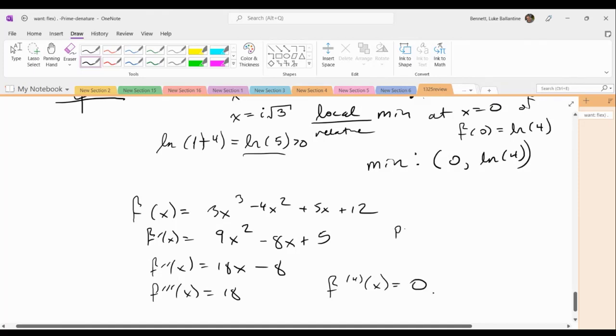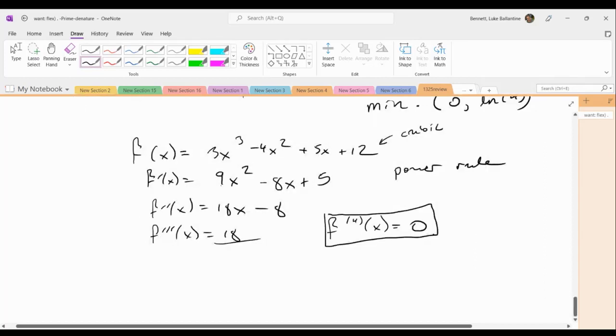This is all just the power rule. This is just the derivative of a polynomial. This is a cubic function. So the fourth derivative of a cubic function will always be 0. And then the third derivative will be a constant. You notice we start with a cubic function, and then we have a quadratic derivative, and then the second derivative is linear, and then the third derivative is constant, and then the fourth derivative is 0. So it just knocks it down a power every time because of the power rule.